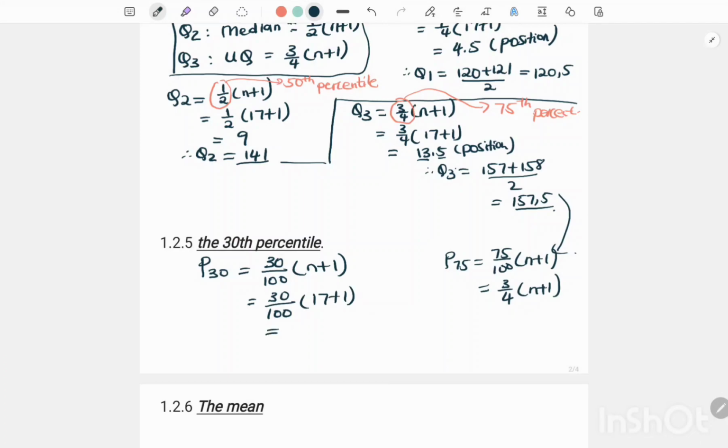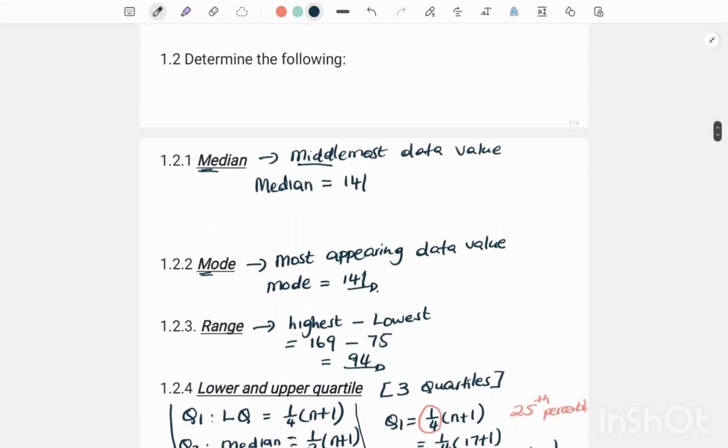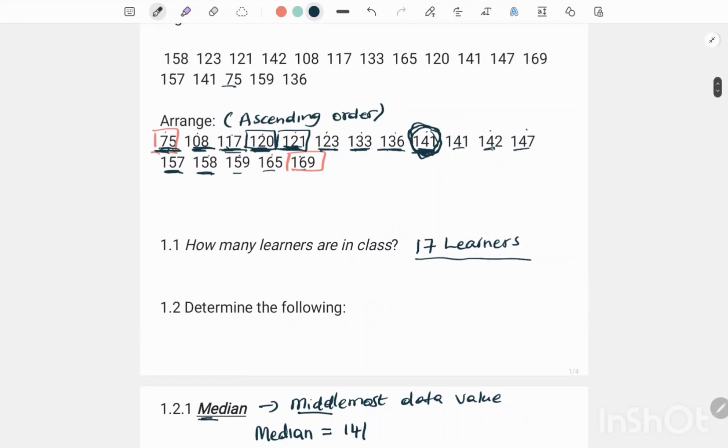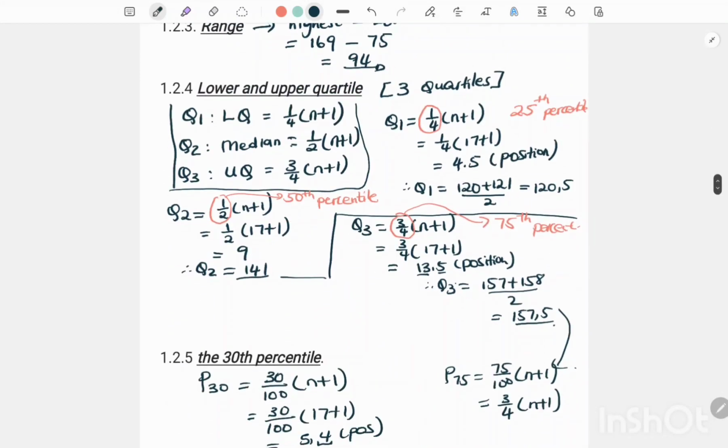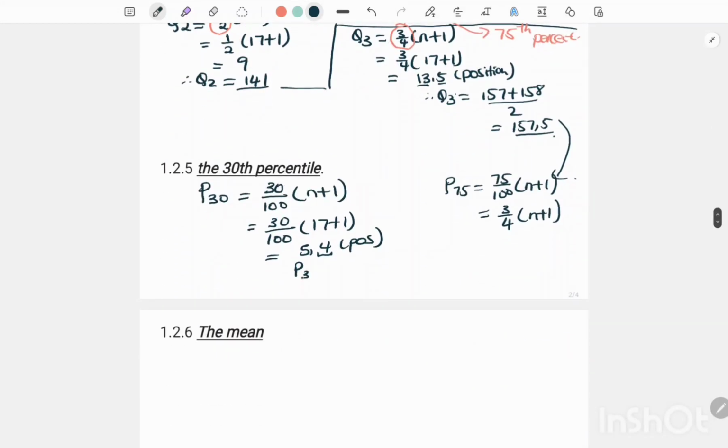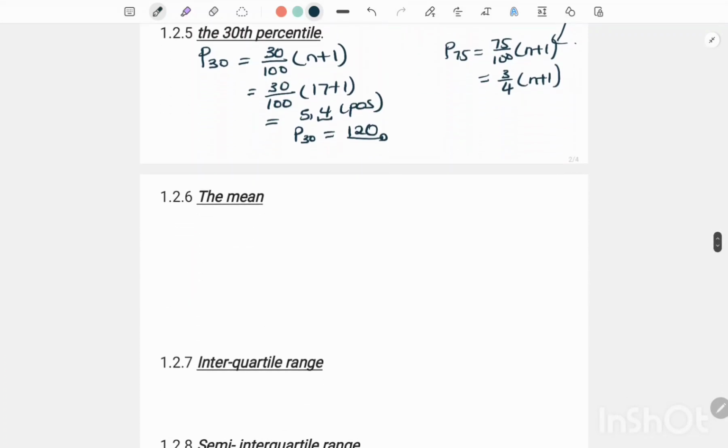Which is 5.4. Now this is your position. But now look very carefully. The decimal after the comma is less than 5. So you're not going to round. You're not going to take the 5th and the 6th data value. Instead, you're going to just take the 5th data value. So you don't round off. So it's 1, 2, 3, and 4. So it is 120. So the 30th percentile is 120.